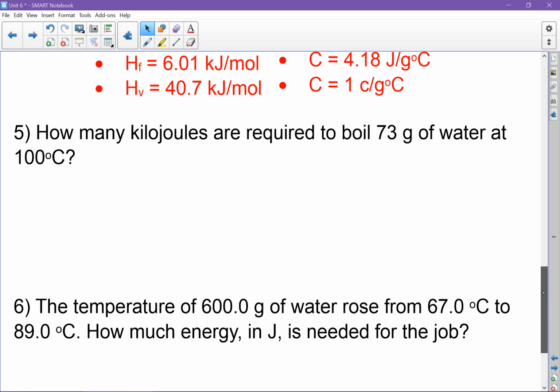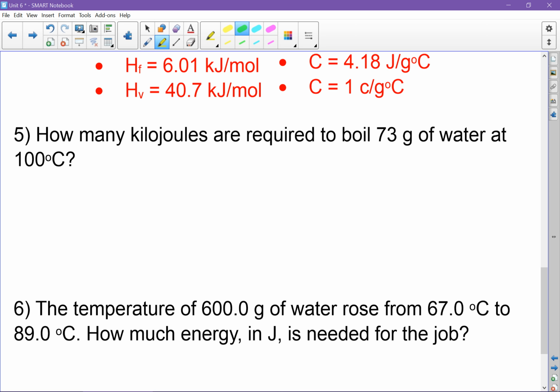Oops, too far. Okay. Let's look for some numbers here and figure out what's going on. I see this. I see this. So I only see one temperature, which means it is not possible for this to be Q equals MCAT. That means it's either our HF or HV formula. We're going to look for some keywords to decide which one.